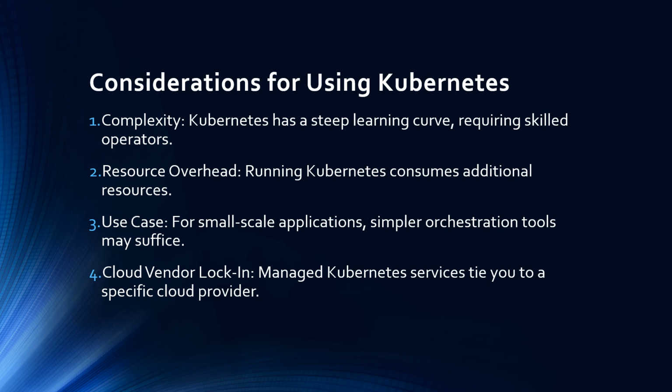Resource overhead is another crucial consideration. Kubernetes requires significant computational resources for its control plane and worker nodes. A production-grade cluster typically needs multiple master nodes for high availability, adequate CPU and memory for system components, storage for etcd and other system data, and network bandwidth for internode communication.